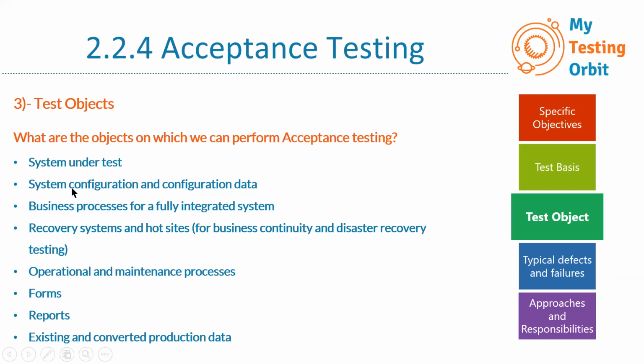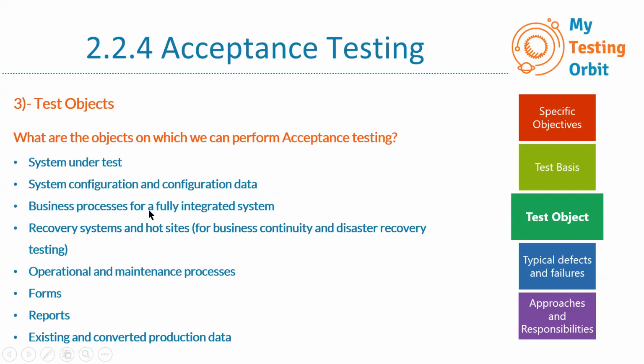Or maybe some system configuration or configuration data. Maybe in acceptance testing, all we have to do is test the configuration and not the functionality. It depends on what kind of project it is. If we just have to make sure that we are testing all the configuration data, that can be one of the objects for acceptance testing.